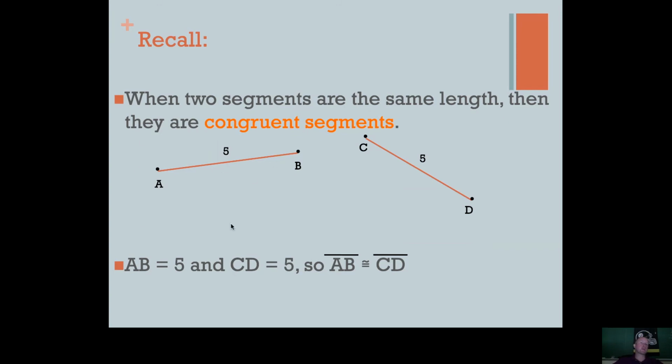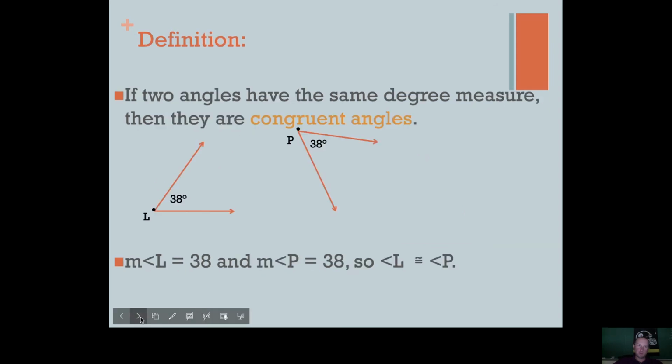So here's segment AB. It has a length of 5. Here's segment CD. It has a length of 5. Since they both have a length of 5, then those segments are congruent. That's what it means to be congruent if we're talking about segments.